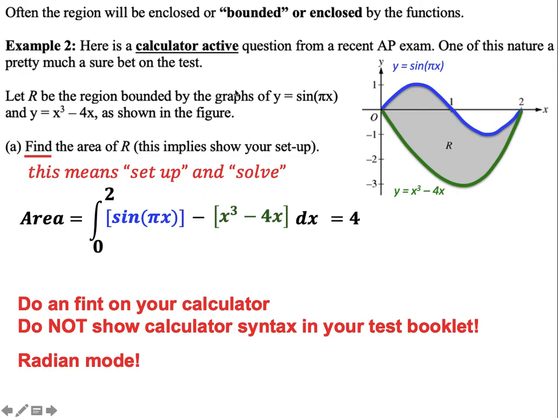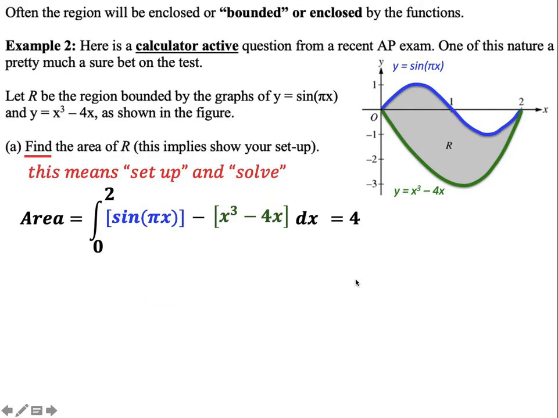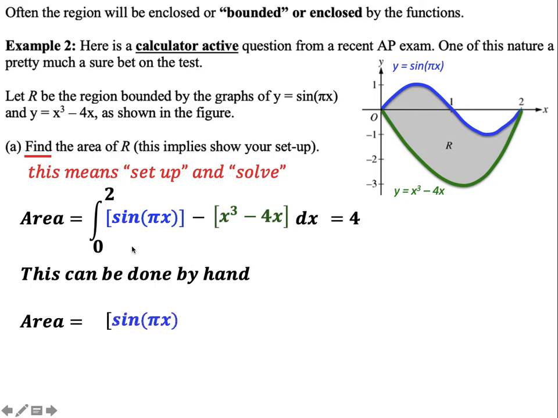So when we're on a calculator active question, we show the setup, we let our calculator do the work, and then we show the answer. And that's how we get the points there for a calculator active question. This one can also be done by hand, so let's really quickly go over this. So area equals, let's integrate this. So the integral of sine, if we integrate sine, we get negative cosine.